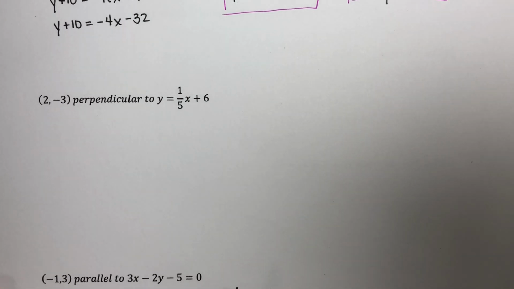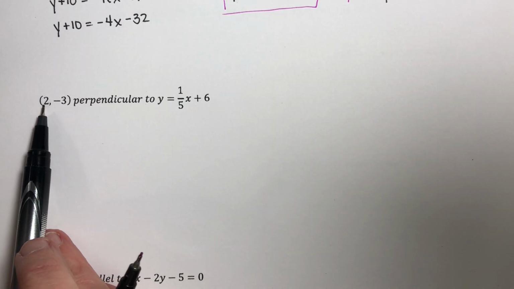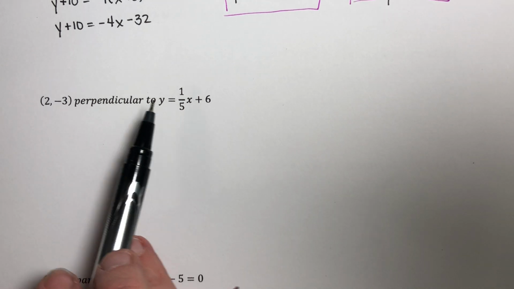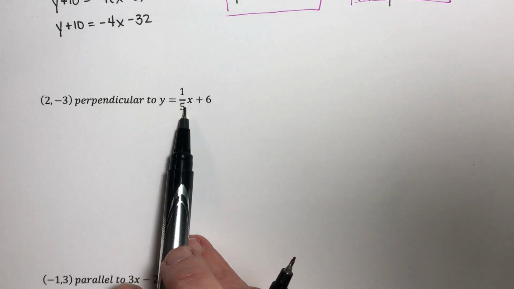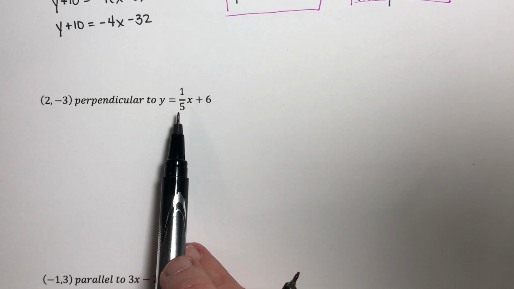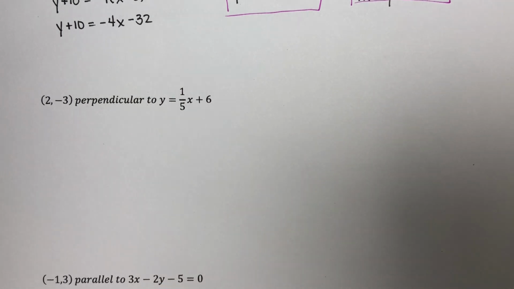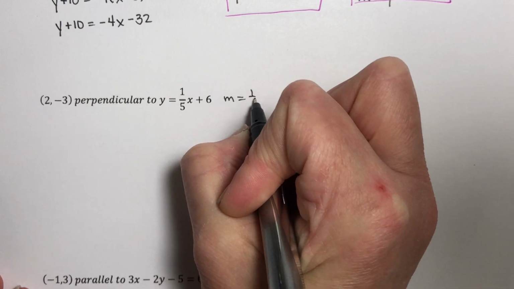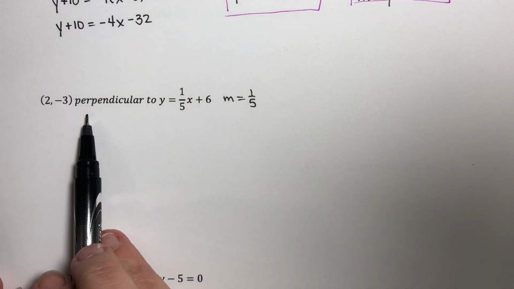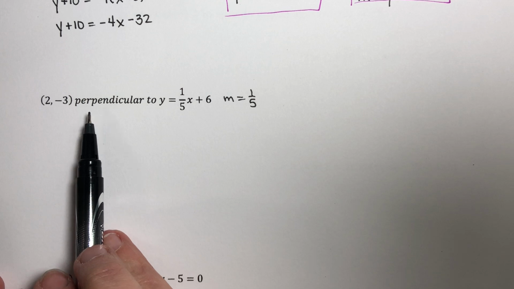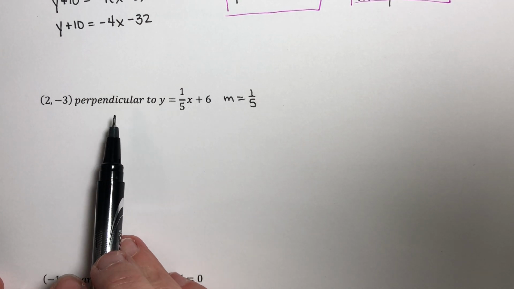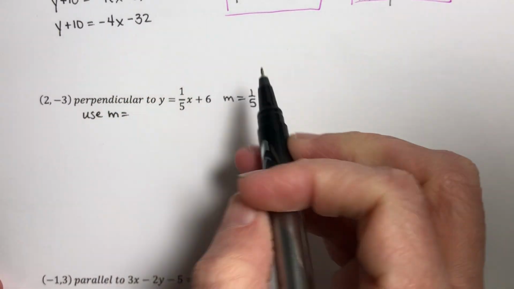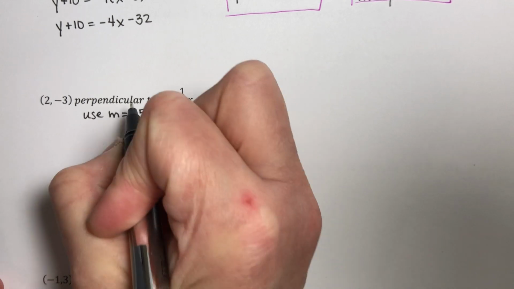Okay, similar problem. I want an equation to the line through the point (2, -3) that is perpendicular to this line. Once again, we are not given a slope, but we are given enough information to find the slope. The slope of this line is 1/5. We want them to be perpendicular, and perpendicular lines have slopes that are reciprocals with opposite signs. So we're going to use m equal to, reciprocal of this is 5, and we make it negative.